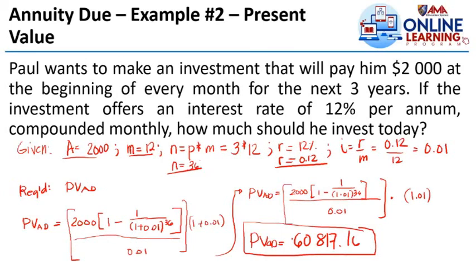Okay. Now, yung rate natin is 12% per year. So, that is 0.12 in decimal. Then, to get I, that is R divided by M. So, that's 0.12 divided by 12. That is 0.01. Then, the formula for annuity due, for present value, is what?